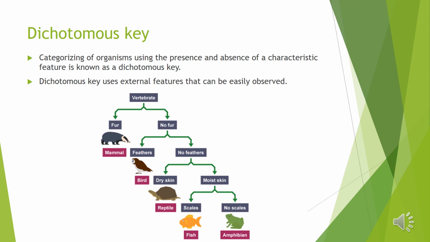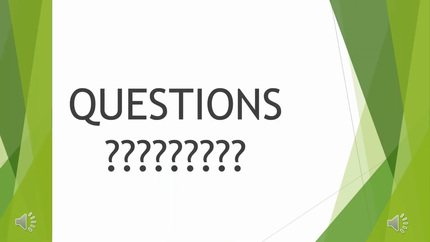The fish and amphibians are also categorized into two: the ones which have scales and the ones which do not have scales. You know fish already have scales, and amphibians do not have scales, they have a moist skin with glands. Okay, so this is a simple example for your dichotomous key.